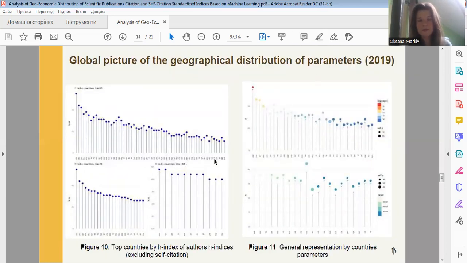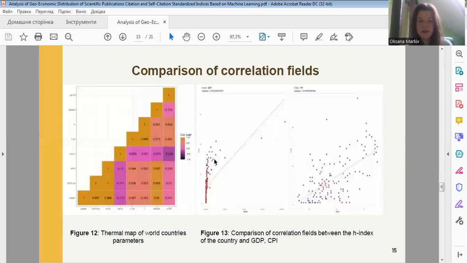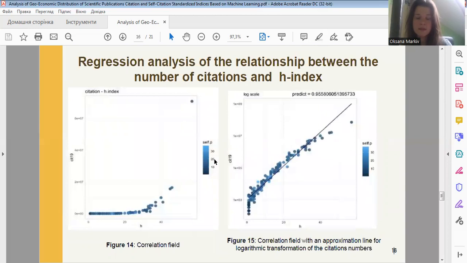Everything is explained in our article. So the map shows that there is a linear relationship between GDP and the number of citations, and it's shown on such a thermal map of world country parameters correlation. The regression analysis of the relationship between the number of citations and h-index shows that approximation function must have the form of exponent.